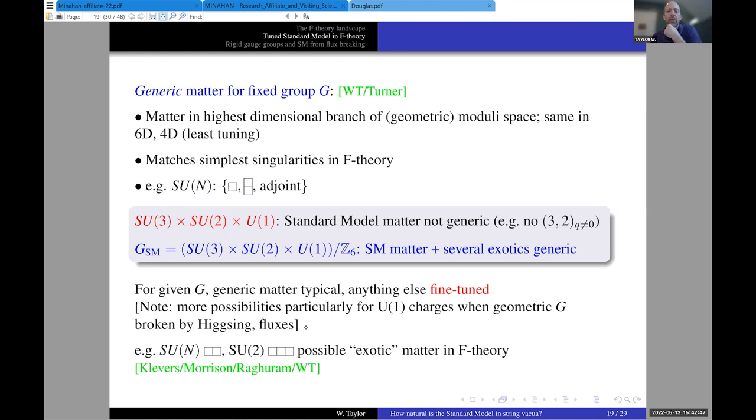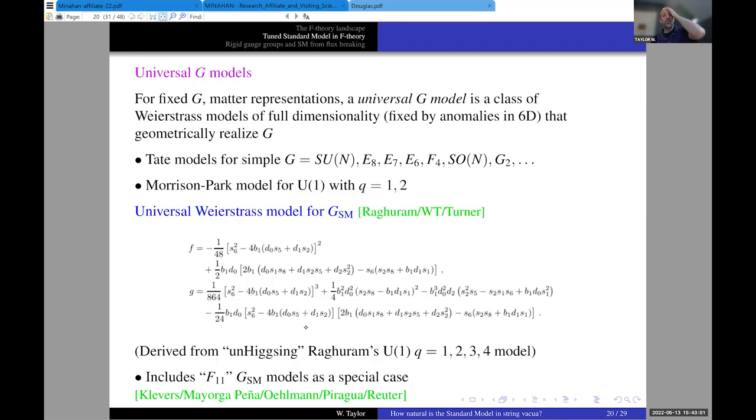So for a given gauge group, generic matter is in some sense typical in that you live in the largest branch of the moduli space and anything else is fine-tuned. So I'm going to focus on generic matter. There are some subtleties in that story, but I'm going to skip that. So with that notion, we can talk about a universal G model in F-theory, which is a class of Weierstrass models where we do the minimal amount of tuning needed to get that gauge group G. And so in general, that will give us generic matter and some high dimensional class of Weierstrass models with the chosen G. So for example, the famous Tate models or the Morrison-Park model for U1 are examples of universal models for a particular gauge group.